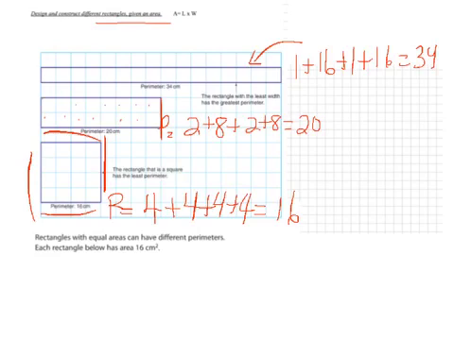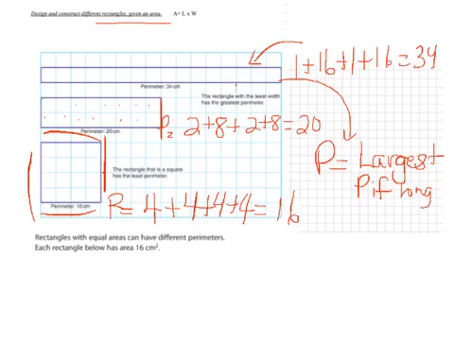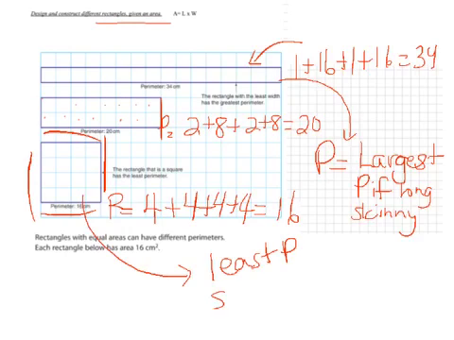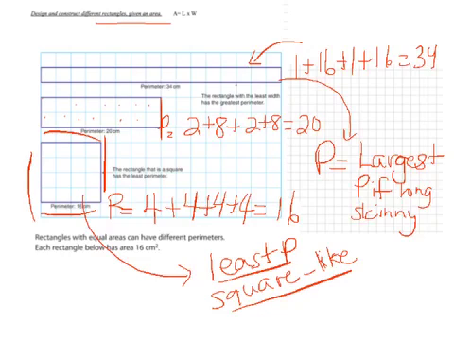What you'll find is when you are finding perimeter, the rectangle that is the long skinny will have the largest perimeter, so it's opposite. Whereas the rectangle or square, which will have the least perimeter if it's square-like. Square-like will have the least perimeter. And again, that's a math generalization you can make.